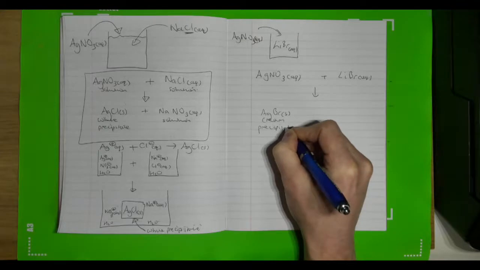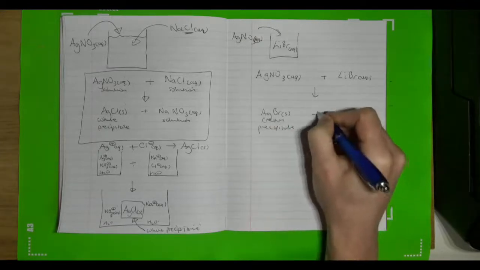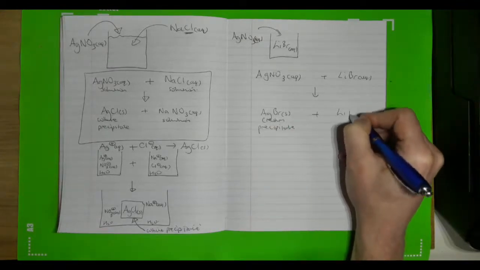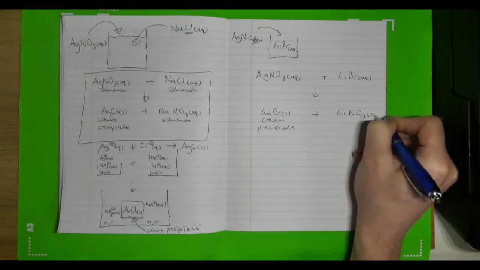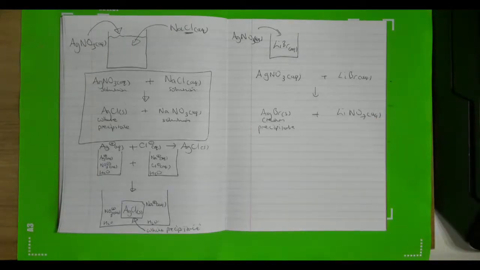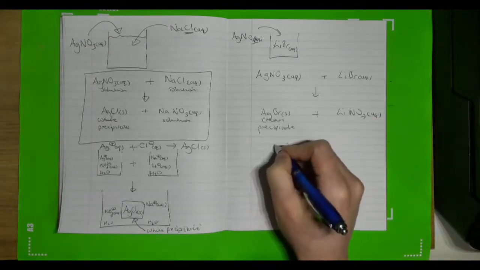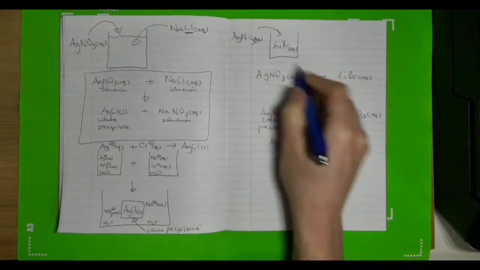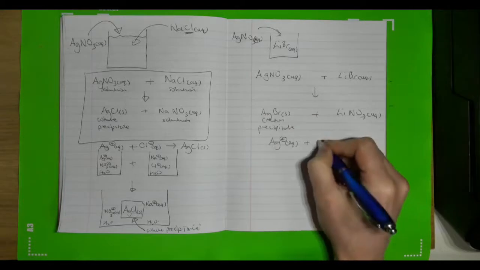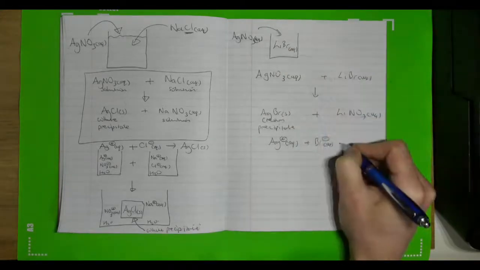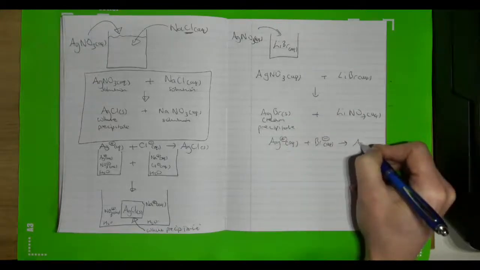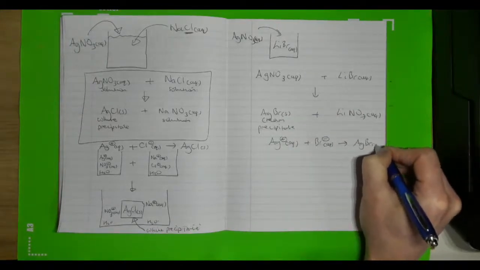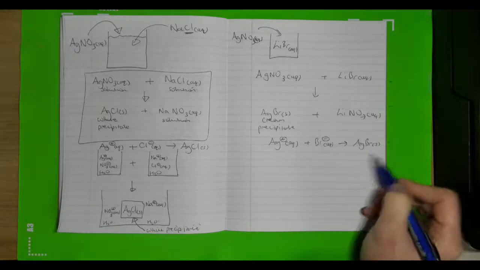So you need to learn that colour. So make a cream precipitate and lithium nitrate solution. So the ionic equation in this case would be silver ions from the silver nitrate solution reacting with bromide ions from our sample to make silver bromide, which would be my cream precipitate. You can see a cream colour there produced.